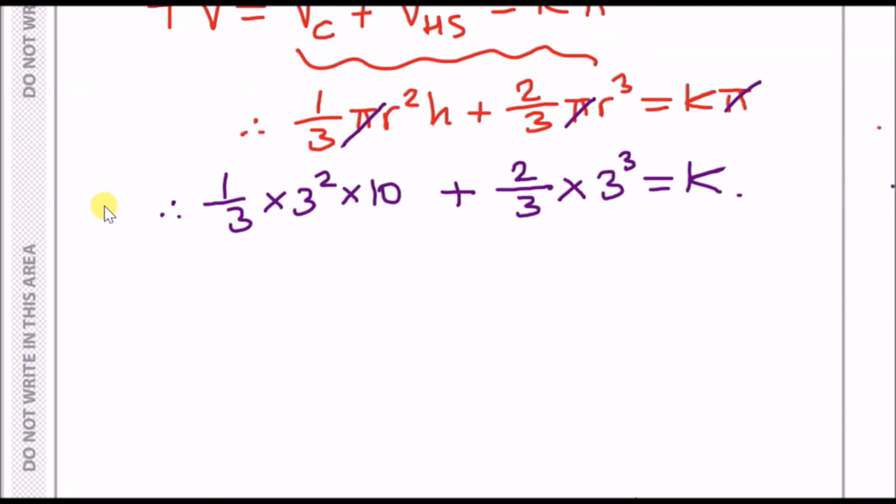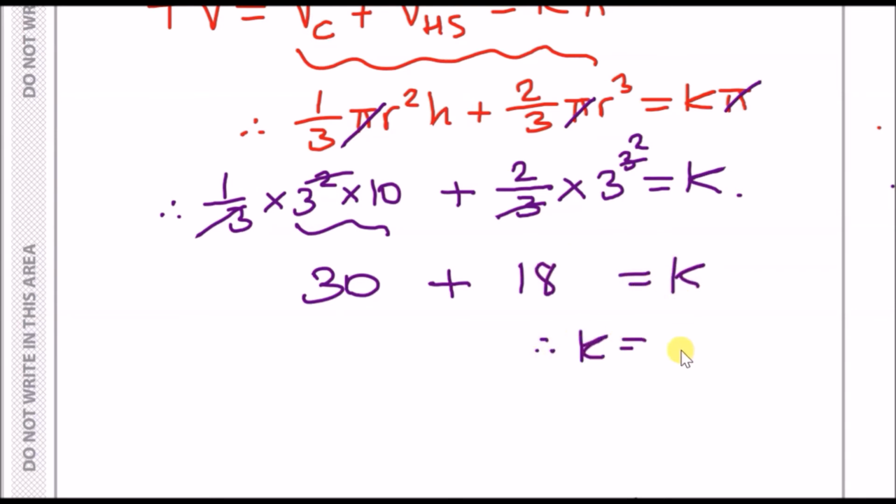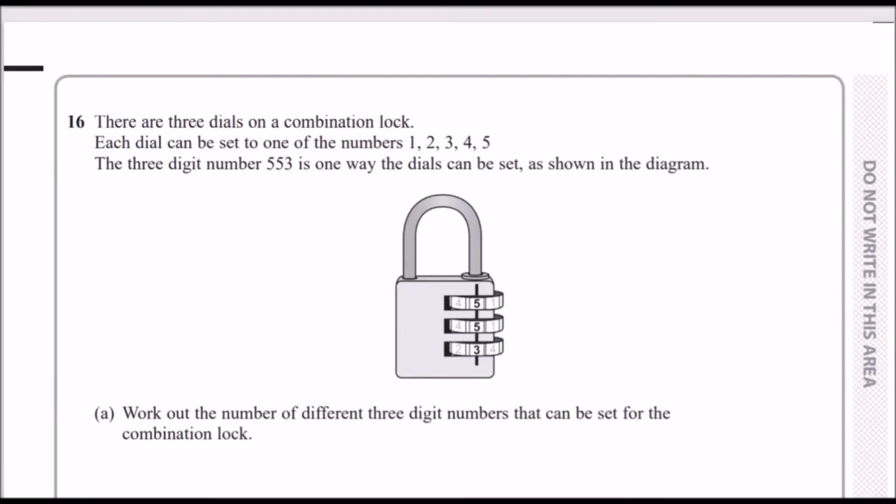And now you guys can simplify it how you want, but what I will do is just try and cancel all the 3's. So you're left with 30 there. Cancel the 3 there, so it becomes 3 squared. And then you get 2 times 9, which is 18. Just sum them up and you get 48. And that's it, guys. Alright, 16.